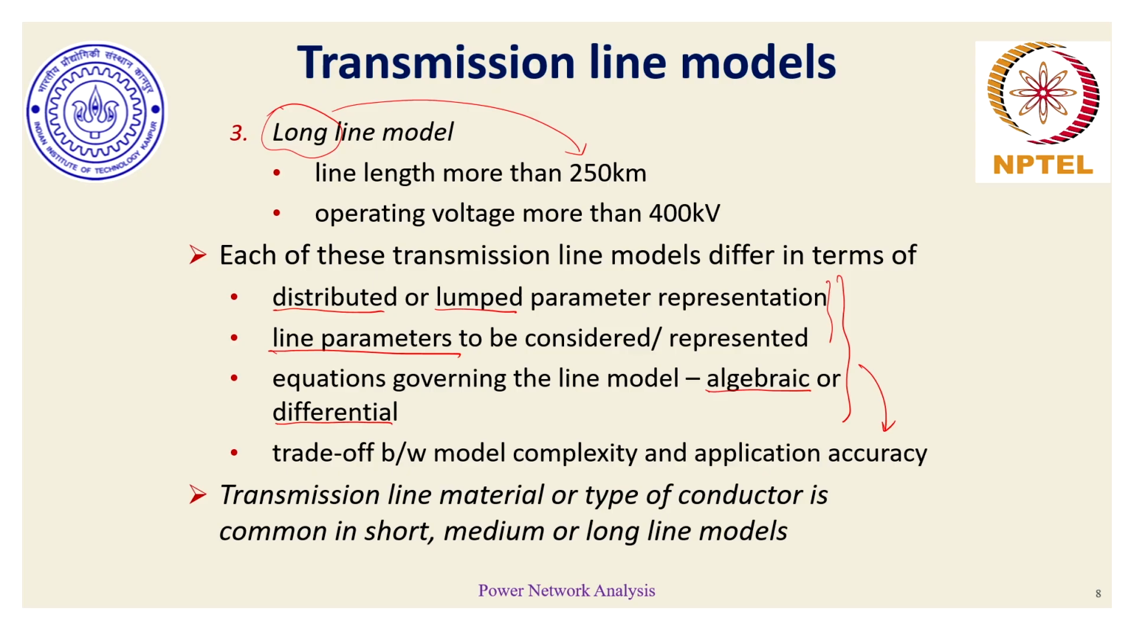Bottom line: no matter what the line length or operating voltage is, each of these transmission lines can have the same ACSR conductor. The type of material used for short line, medium line, and long line need not be different. It is the same transmission line which has the same R, L, and C on a per unit basis. Depending on the line length and operating voltage, the corresponding model could be different, but the material or type is going to be common in all these different line models.